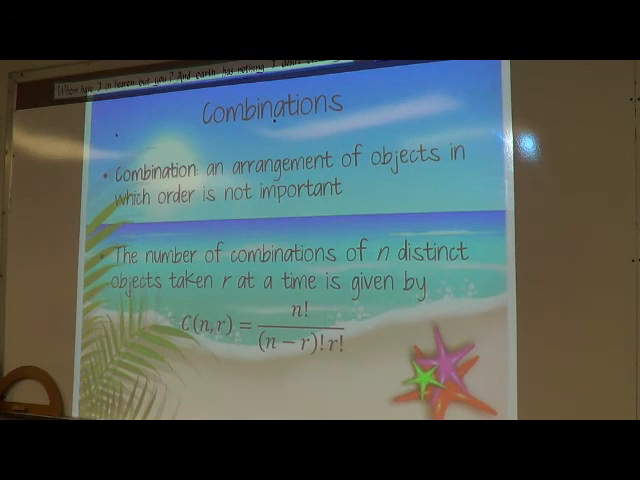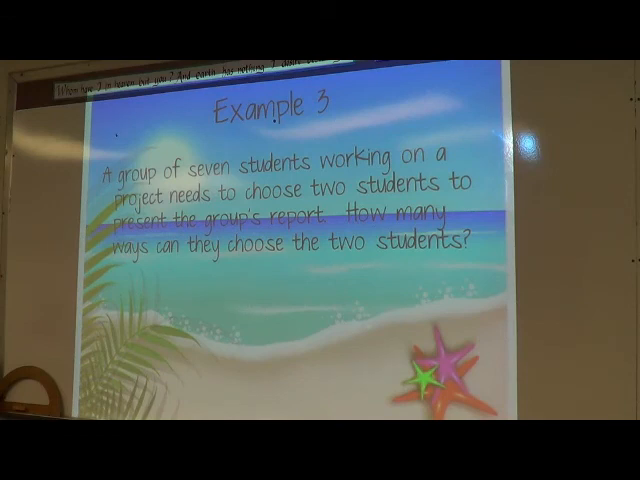At the bottom, the difference here is that on the denominator, we're then multiplying again by r, the number that we're choosing. So let's take a look at an example of what we would do. We'd say a group of 7 students working on a project needs to choose 2 students to present the group's report. How many ways can they choose the 2 students?